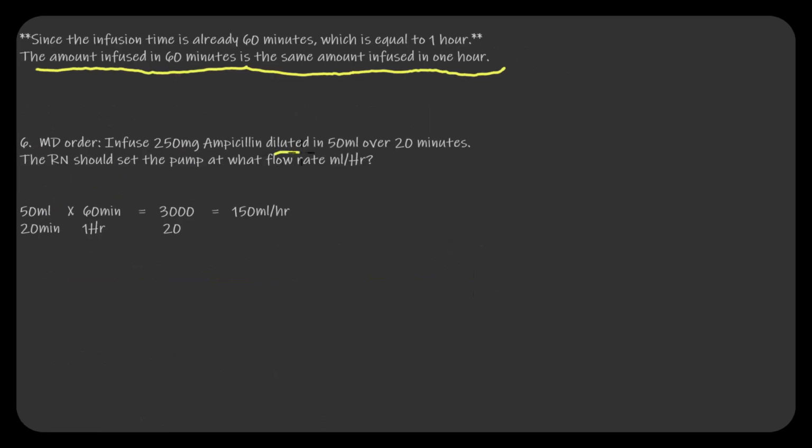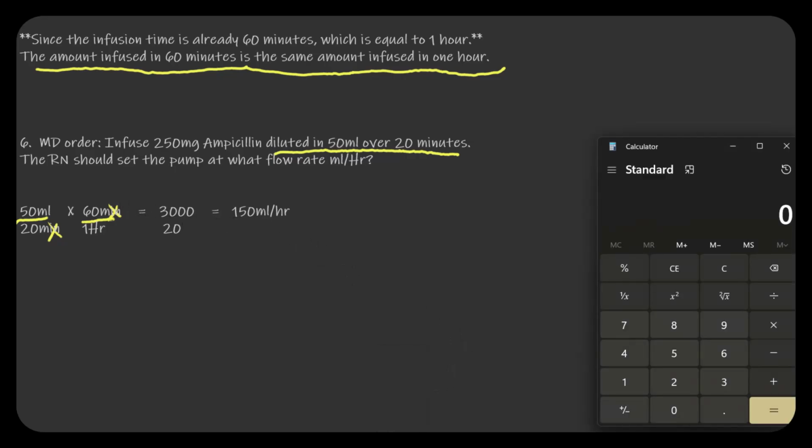Problem number 6. The MD orders to infuse 250 milligrams ampicillin diluted in 50 mLs over 20 minutes. The RN should set the pump at what flow rate for mLs per hour? So we set up our equation, 50 mLs over 20 minutes times our conversion factor, 60 minutes is equal to 1 hour. Cross-cancel our unwanted units of minutes, and we're left with mLs per hour.